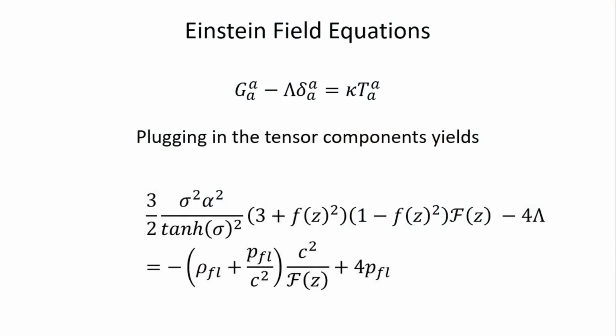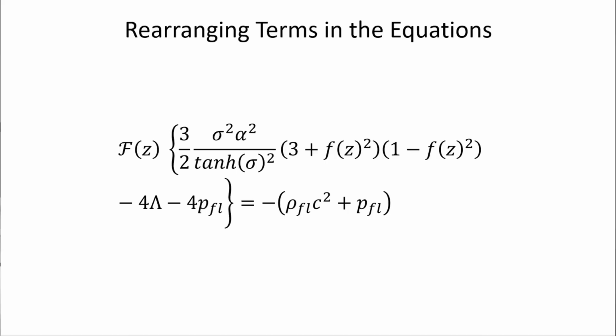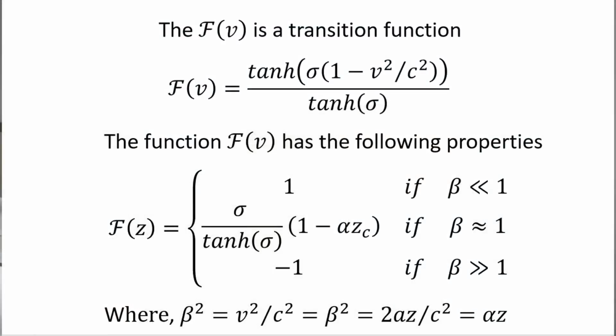So plugging in all three components, we have the geometric component that tells us how space is curving to allow for faster light travel. We're going to take the cosmological constant and we're going to consider a negative curvature in this case. And then on the right side of this equation, we have the stress energy of the fluid. Using the magic of algebra, we get a simplified form that looks like this. And recall that the transition function has the following characteristics. It's 1 below the speed of light, relatively constant at the speed of light, and then a -1 when we exceed the speed of light.